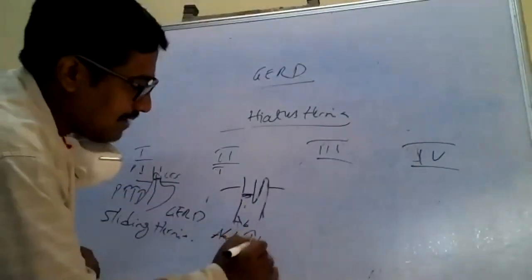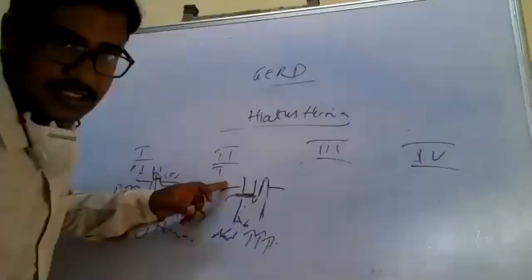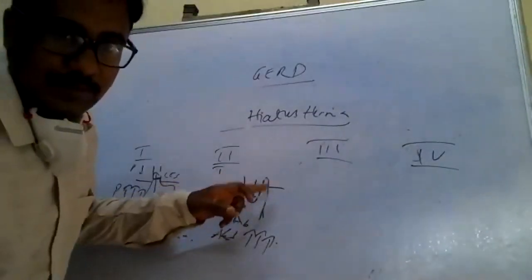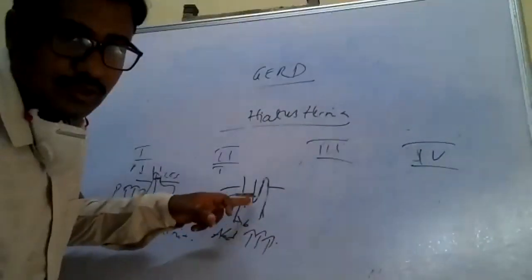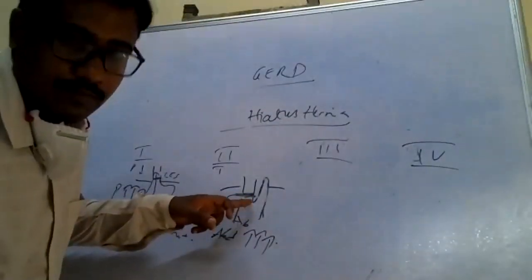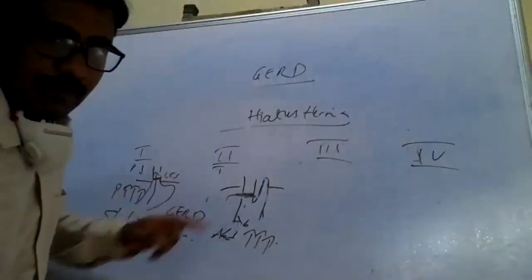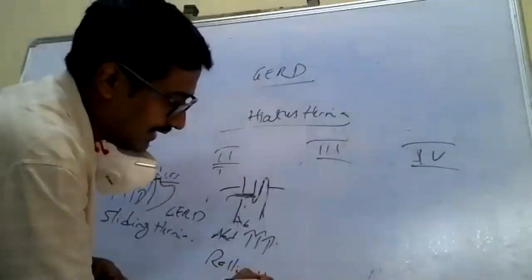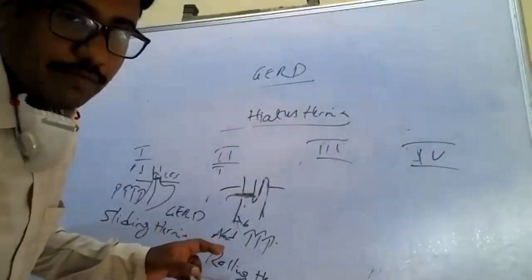So the abdomen has high pressure. This high pressure will compress the lower esophageal sphincter. So there is rolling of the stomach into the thorax, keeping the lower esophageal sphincter in the abdomen only. There is no movement of the lower esophageal sphincter into the thorax, like in sliding hernia. This type of hernia is called rolling hernia, or paraesophageal hernia.